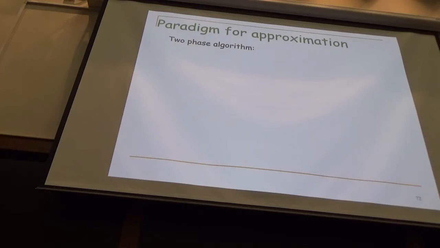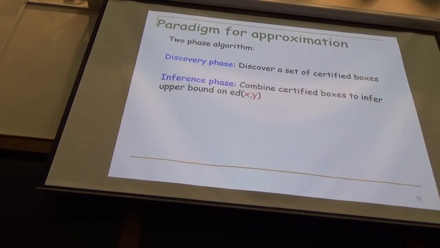And we're going to have the following paradigm for approximation. It's a two-phased algorithm. In the discovery phase, we discover a set of certified boxes. So we're going to do something to certify a bunch of boxes. And then in the inference phase, we're going to take the certified boxes and combine them to infer an upper bound on the edit distance.